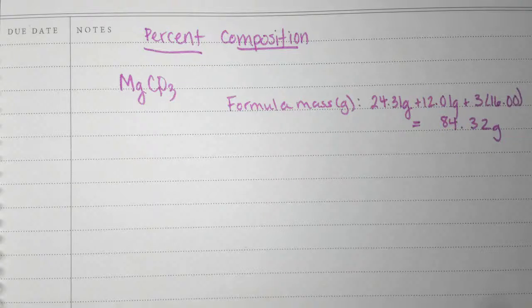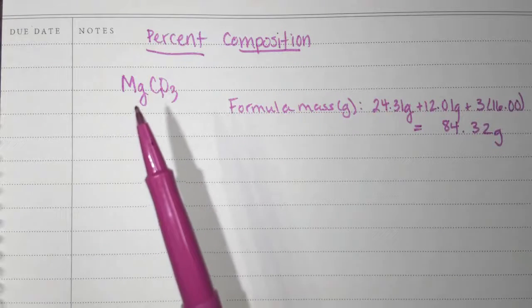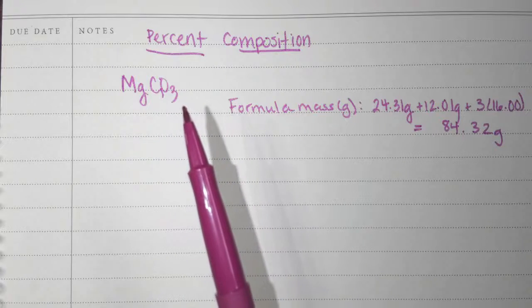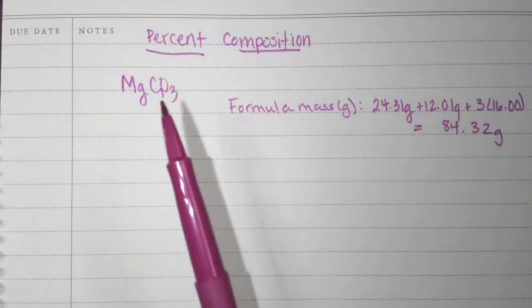Okay, so today we're going to look at percent composition, and remember percent composition is looking at how much each element is present within a compound or a molecule. So for example, we use magnesium carbonate in our notes, and so I can ask you to find the percent composition of this. And so what we are going to do is look at the percent of each element and how it is involved in the overall composition of this compound.